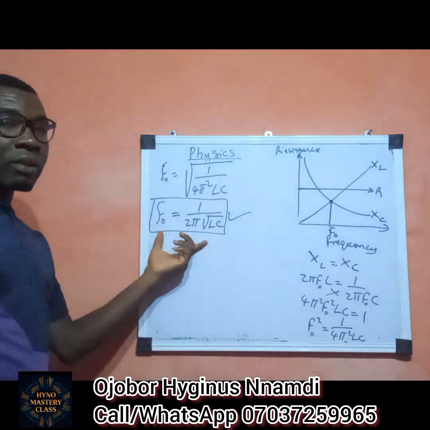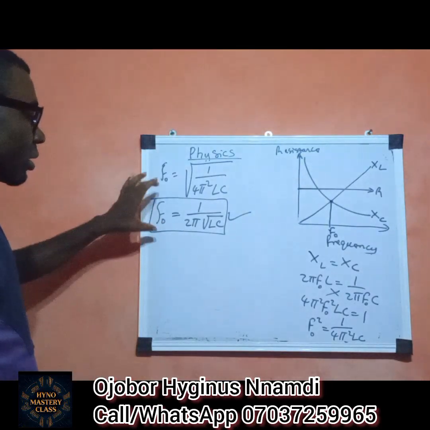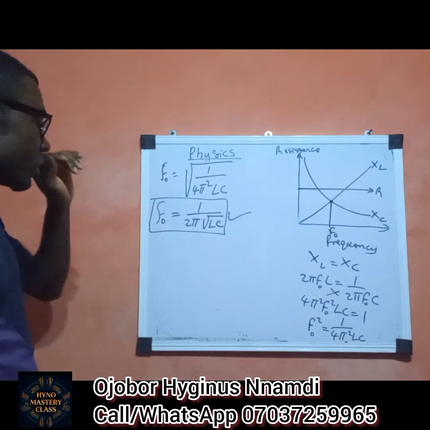This is the formula to determine the resonance frequency of an RLC circuit. You should take note of this formula, because it's going to help us in solving questions.